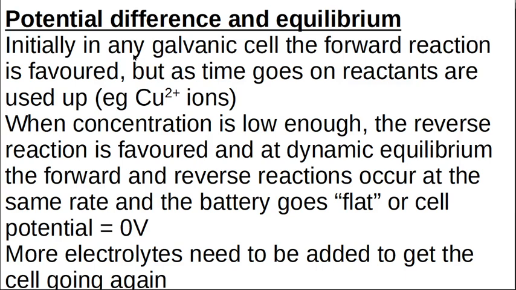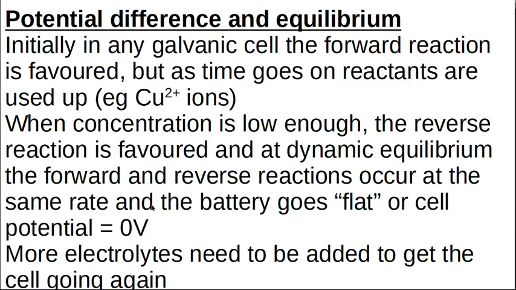Initially in any galvanic cell, the forward reaction is favored. But as time goes on and you use up all your copper 2+ ions, they're all converted to copper metal. There's no more copper 2+ ions, so the copper 2+ plus 2 electrons reaction is not favored, and eventually the copper will want to go back into solution again, when the reverse reaction is favored. And when you've got dynamic equilibrium, the forward and reverse reactions are going at the same rate, and the battery goes flat and your cell potential drops to nothing.